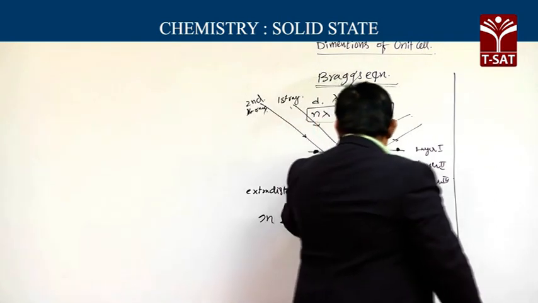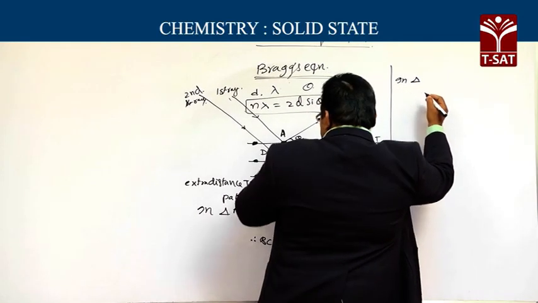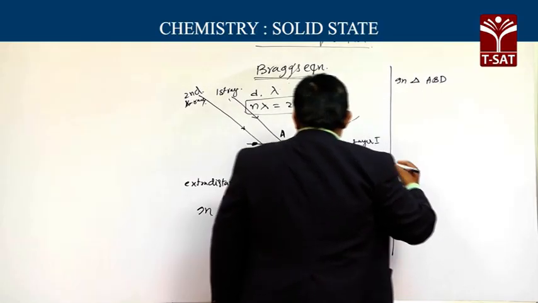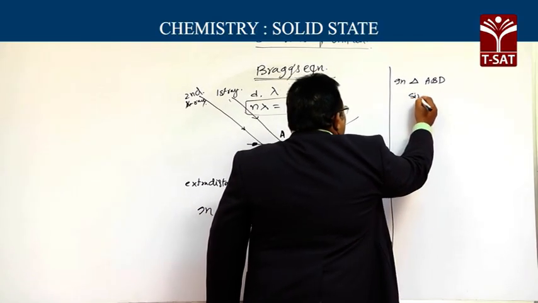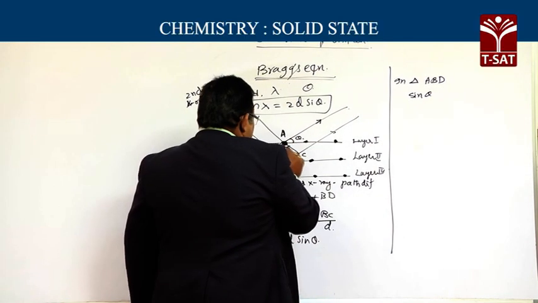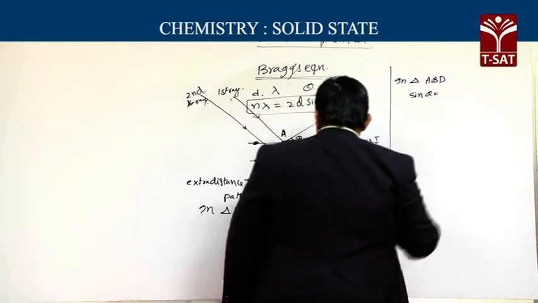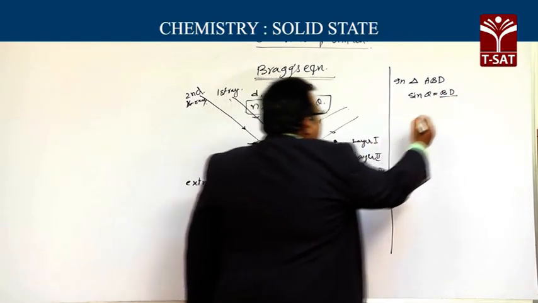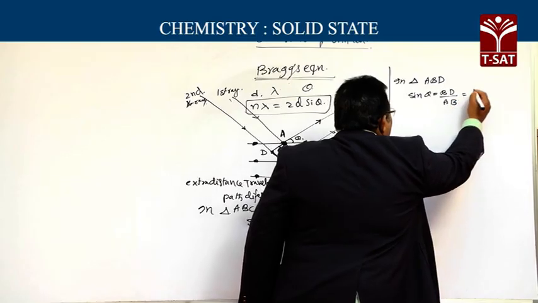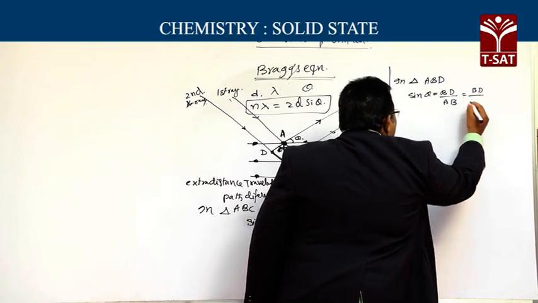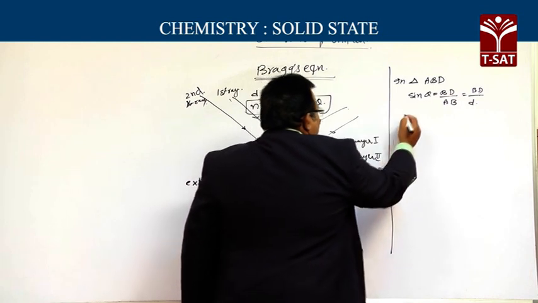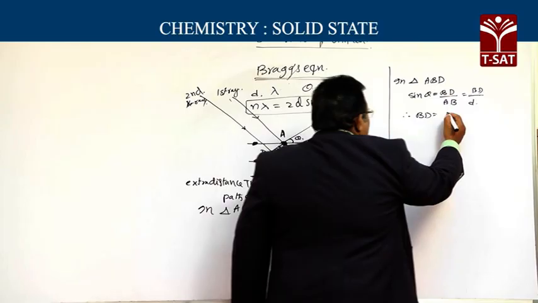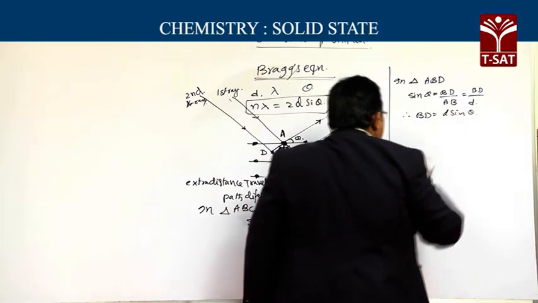Let us assume in triangle ABD, sin theta is equal to BD by AB, which is BD by d. Therefore, BD is equal to d sin theta.